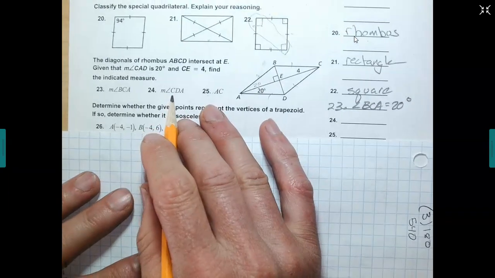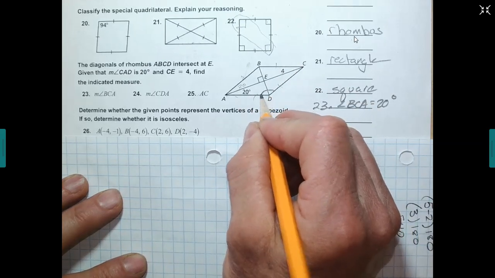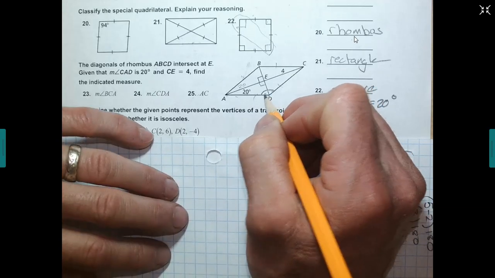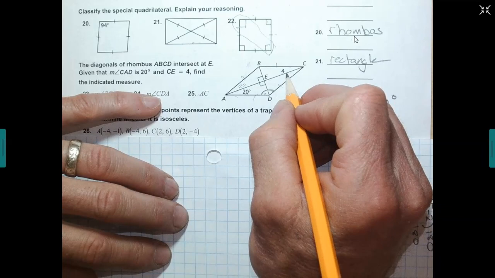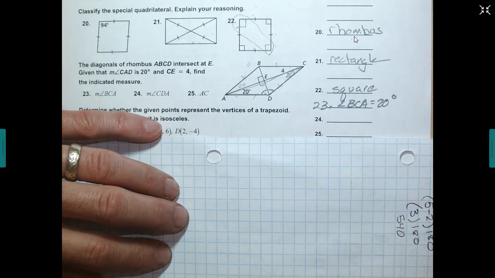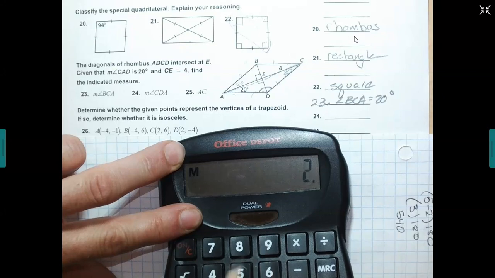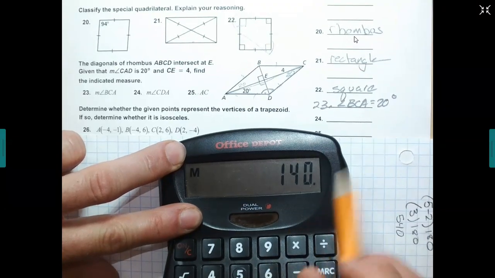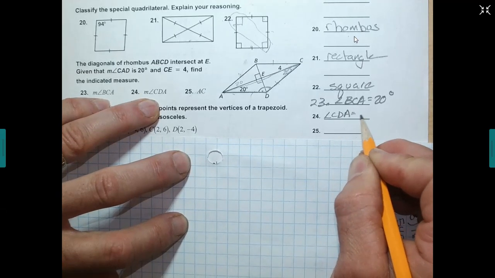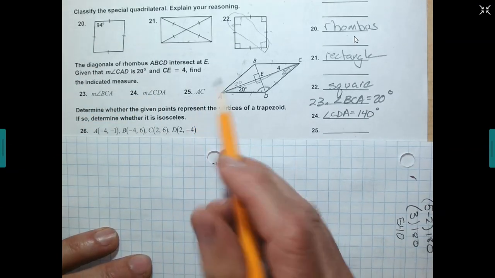All right, CDA. So what's this angle right here? We know this is 40. These don't have to be the same. This does bisect, so 20 and 20. So this is 20. So we have this triangle right here, 20, 20, and something. So we'll go 180 minus 40, and we get 140. So angle CDA equals 140 degrees.